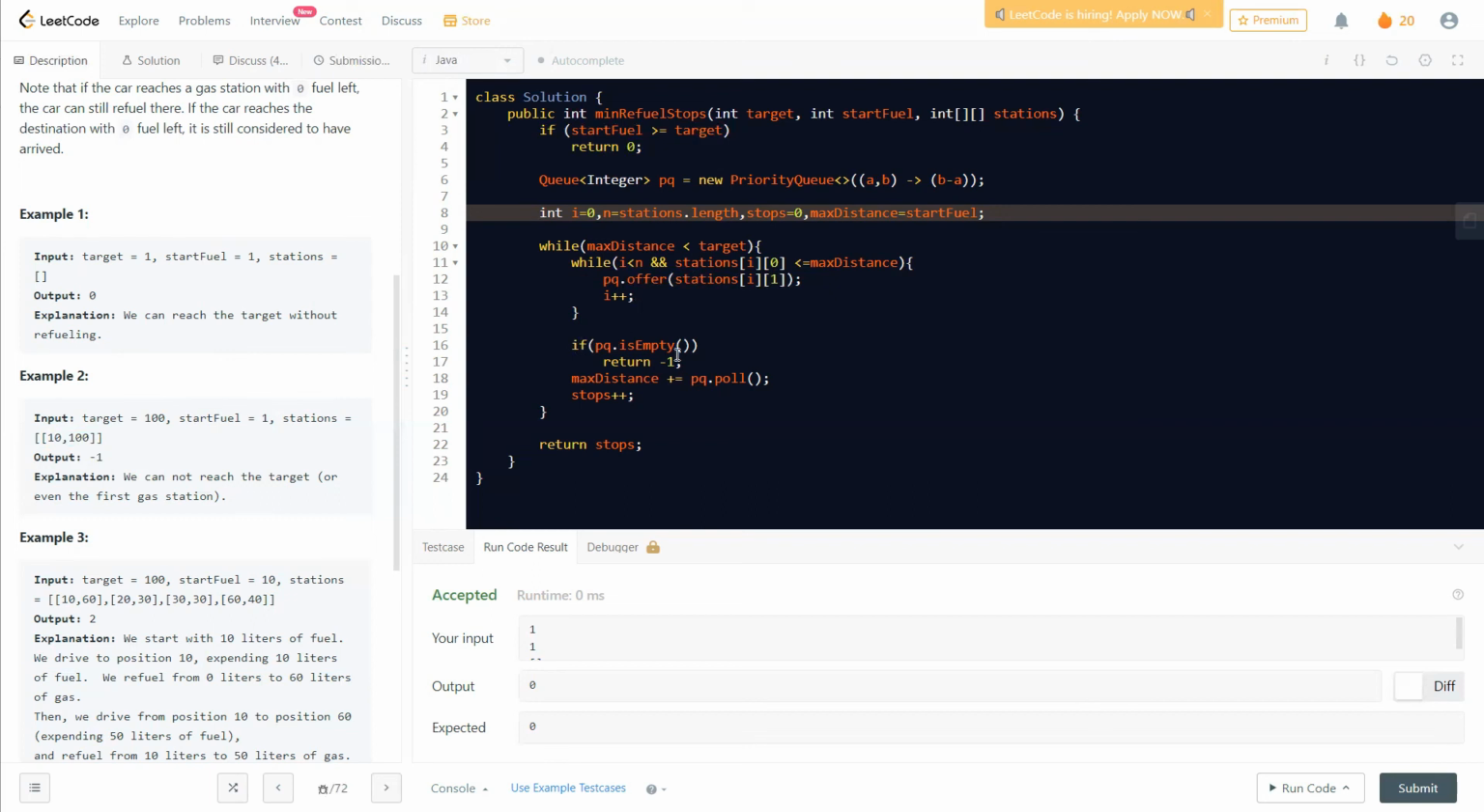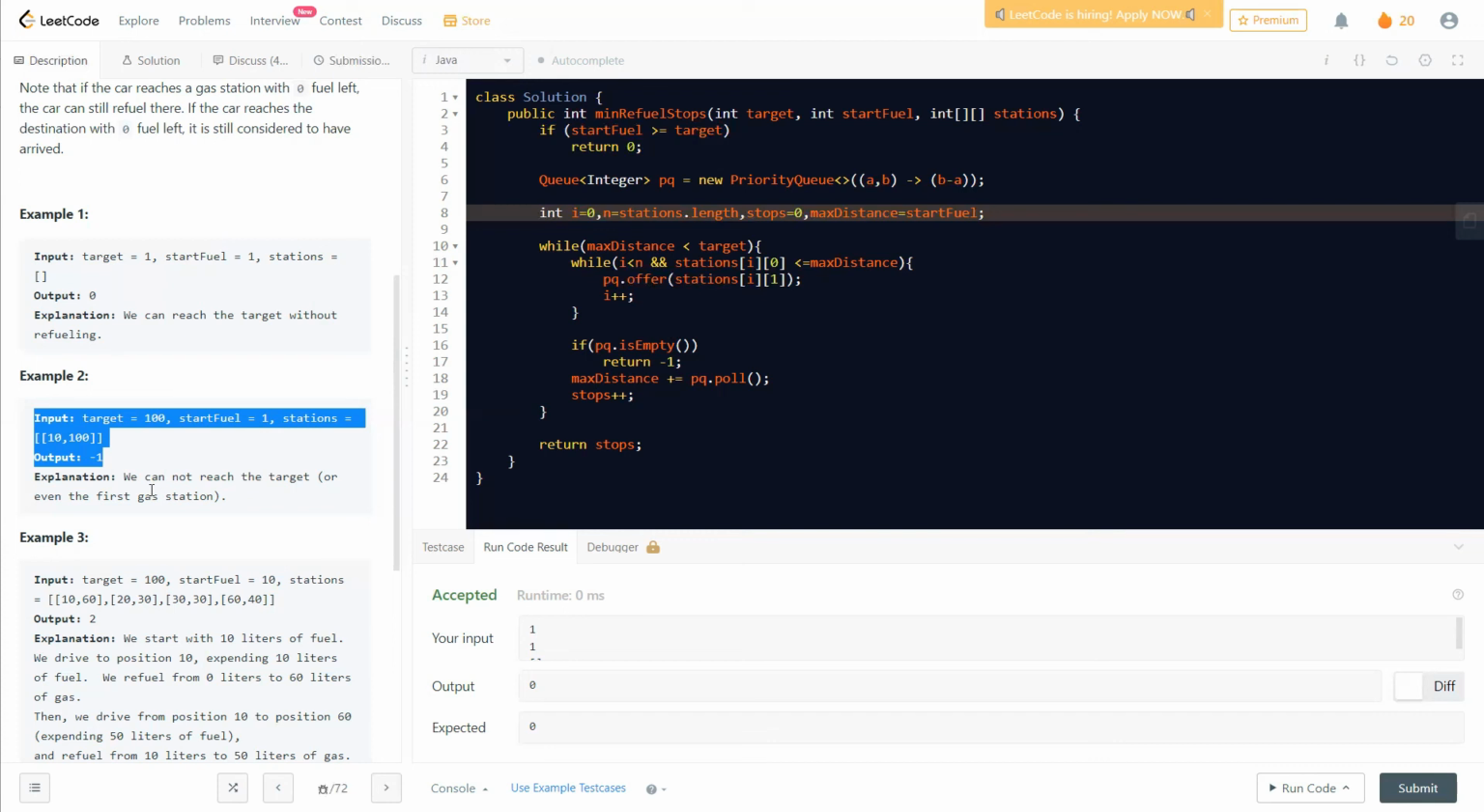Fine. In case our queue is empty, which will be the case in our example 2, we return -1. If we couldn't add any of the amounts of fuel to our queue, so that's empty, we just return -1. Further, we increment our max distance with pq.poll. Whatever the maximum amount of fuel we have, we add that to our max distance.